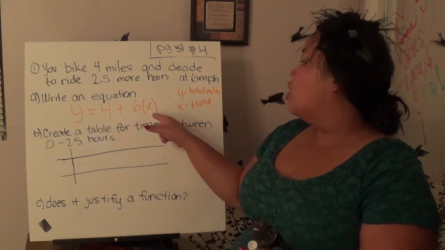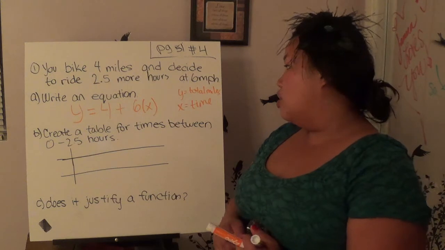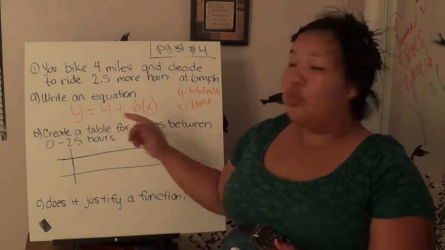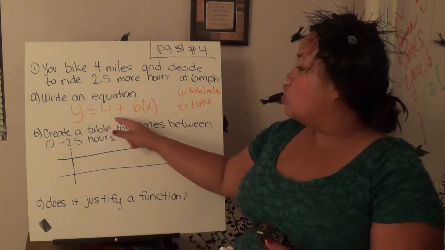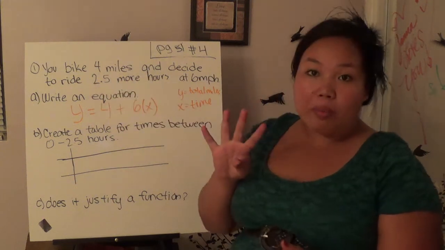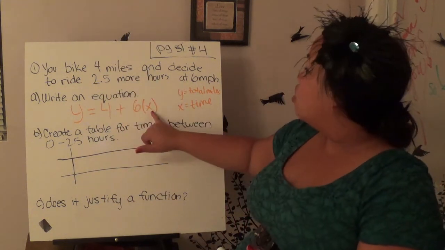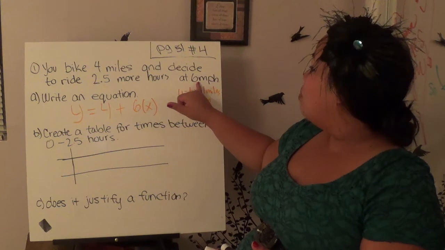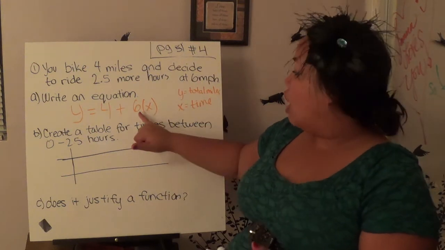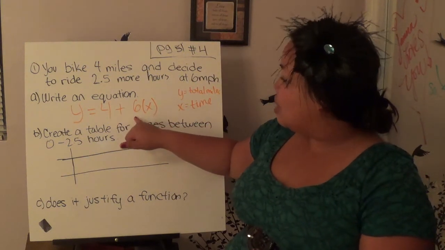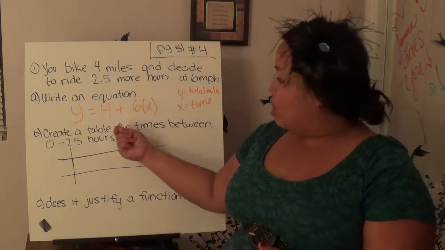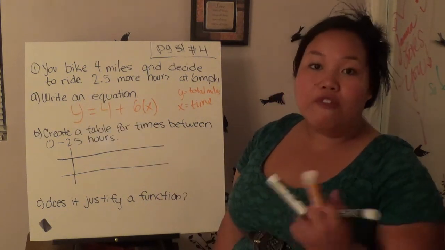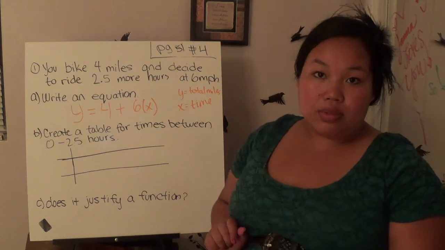In this case, let's say I just did 2.5 more hours. Well, then I multiply it by the 6 and add the 4. You see how the equation works? This is my original, so no matter what, I've already biked 4 miles. However many hours I do, for every hour, because it's 6 miles per hour, I've multiplied the hours by 6 because every hour is 6. And I add them together and it gives me my y, which is my final and my total miles.